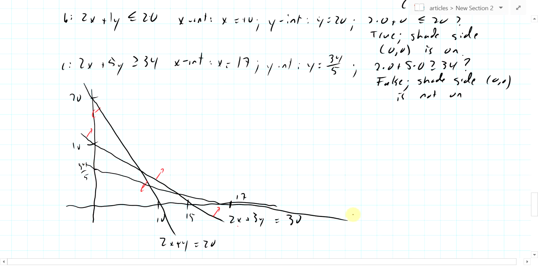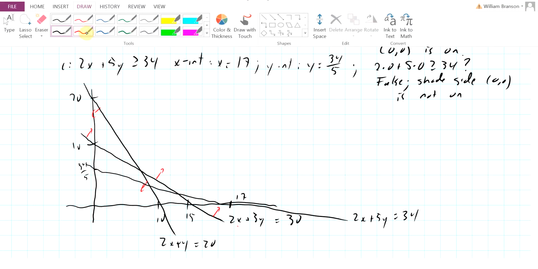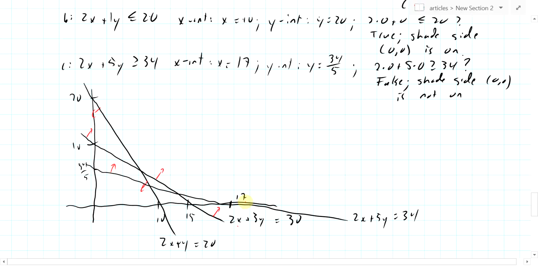And so this is 2x plus 5y equals 34. Great, and we want the side that 0, 0 is not on. So it's a little bit complicated looking graph, but this area here meets all of our requirements. It's on the correct side of this line, which is over here. It's on the correct side of this line out here, and it's on the correct side of this line out there. So this is our feasibility region.